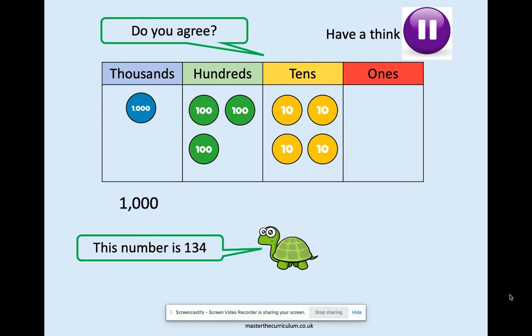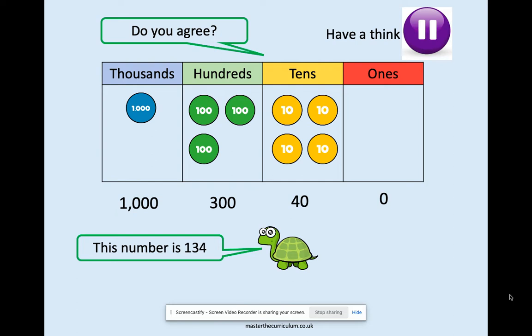Well done to those who said you don't agree with him, because when we look at our columns, the first one we have is thousands. So there is no way we can have 134. There are 3 hundreds equaling 300. There are 4 counters in the tens column, which equals 40. And there are 0 ones. Now, where do you think he made a mistake? Can you explain to him how to get the correct number? Have a go.